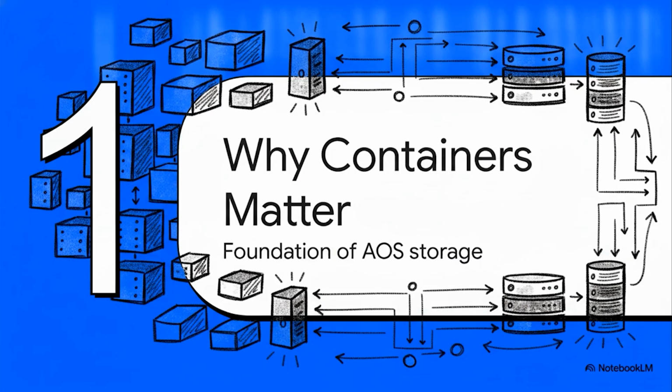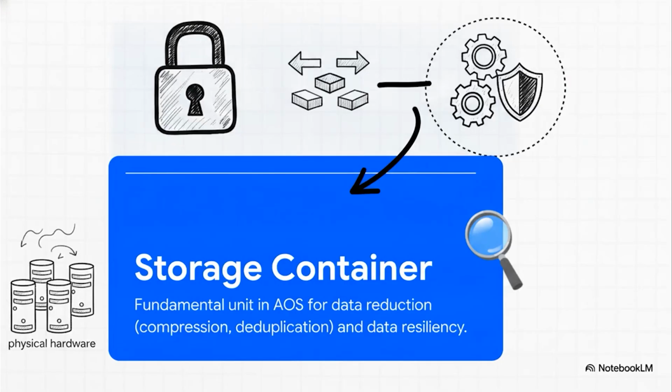Honestly, if you understand the underlying why of this architecture, memorizing the what for the test becomes a total breeze. In AOS, a storage container is not just a glorified logical folder. Far from it. It is the fundamental unit where you configure your data reduction and data resiliency. When we talk about reduction, we mean compression and deduplication, the stuff that shrinks your app footprint and saves you serious cash on storage. And resiliency? That's the strict rulebook for how your cluster survives hardware failures.